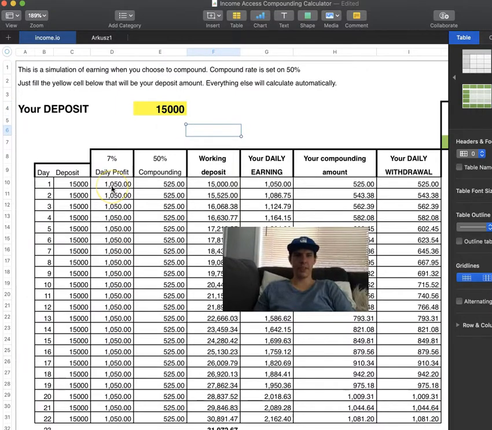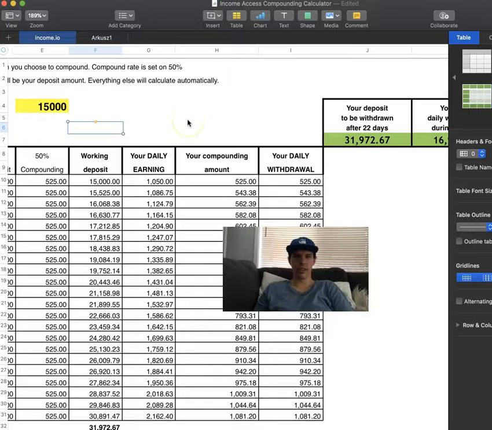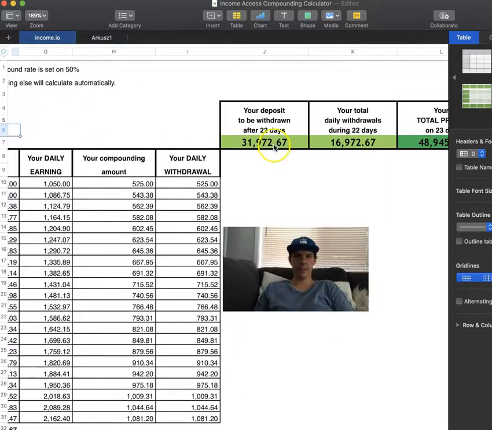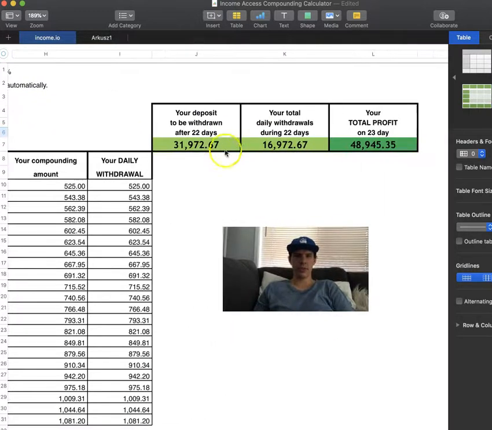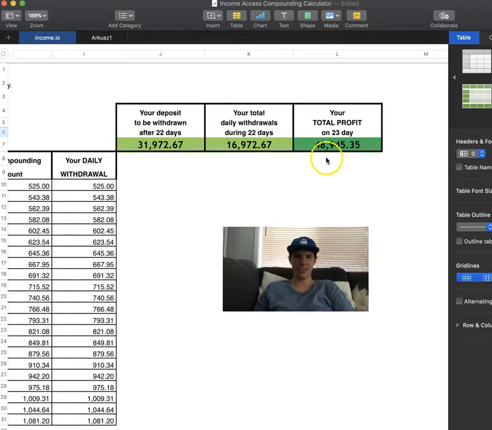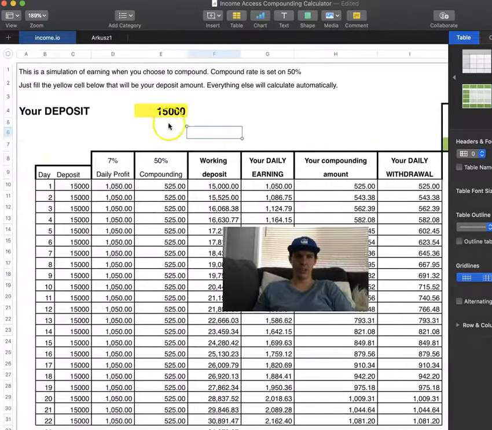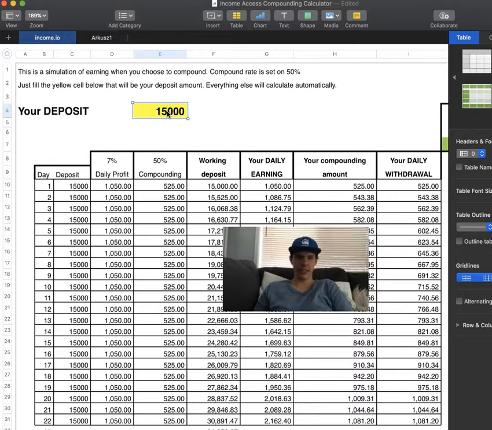So you'll be earning $1,050 a day on $15,000. That's insane. Deposit to be withdrawn after the 22 days is $31,972. Daily withdrawals during the 22 days, $16,972. Total profit is $49,000. So let's put $40,000 in here. Okay.